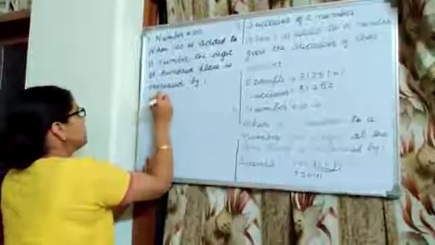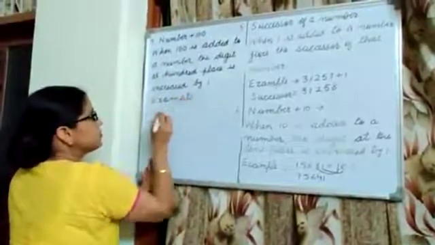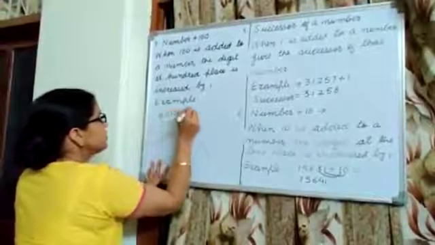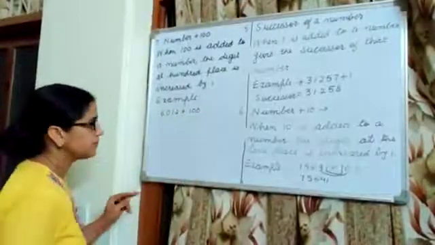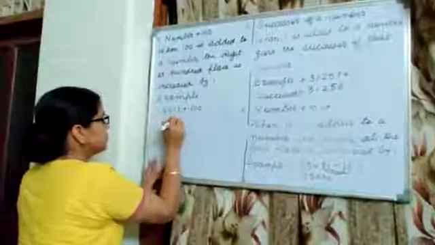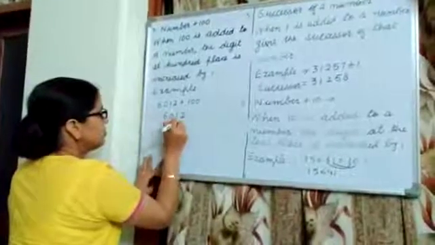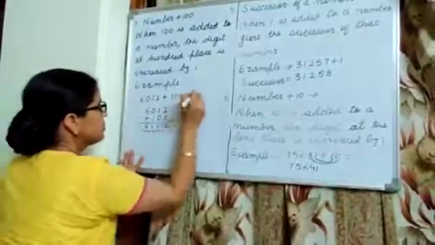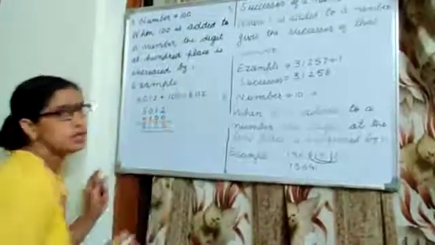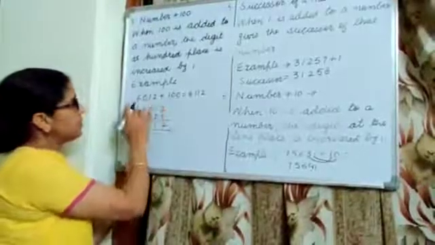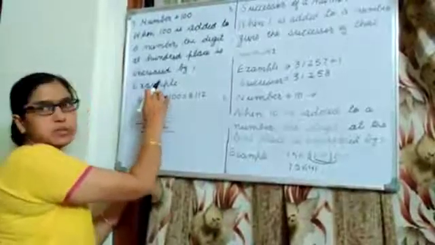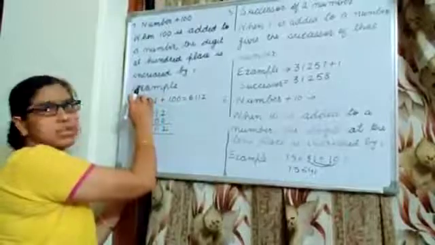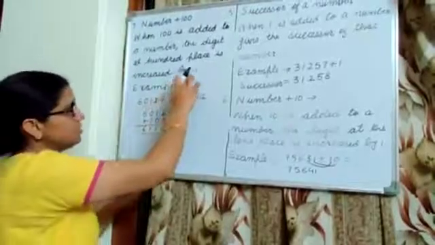Example, you can see. What can you observe here? You can see here 6, 1, 2. This is the ones place digit, this is the tens, this is the hundreds and this is the thousands. You can see what the change is in this one.